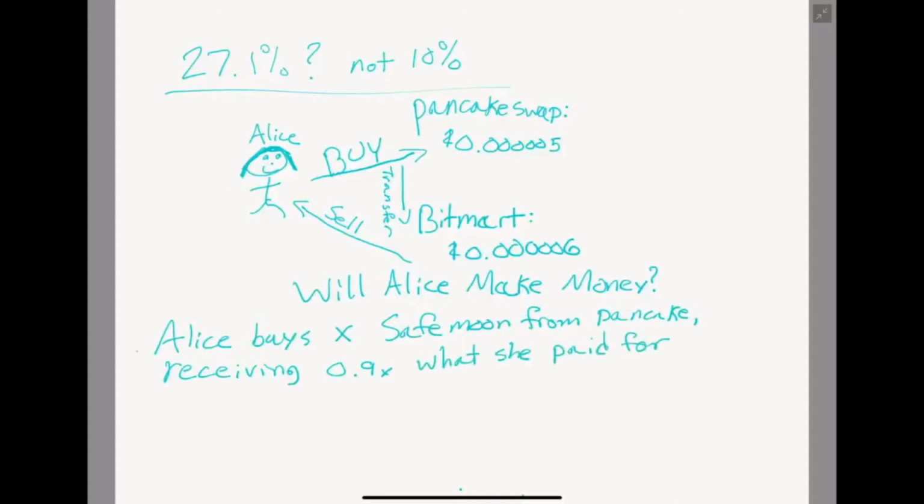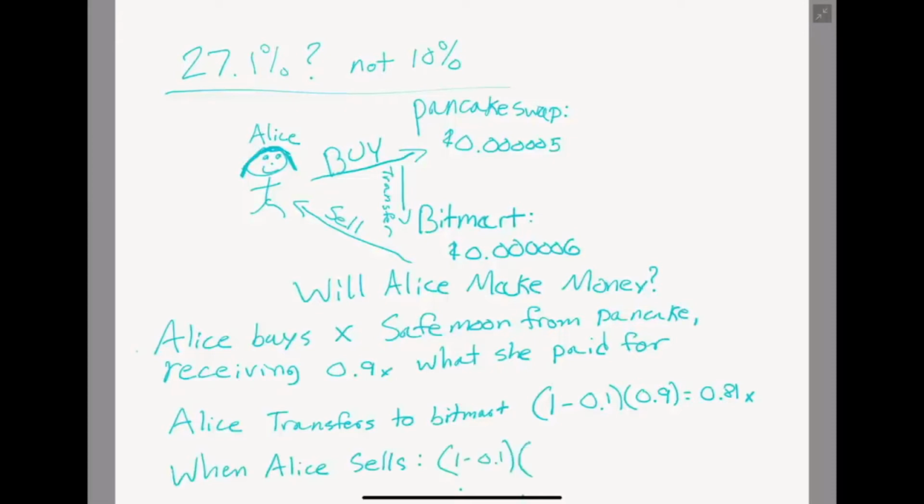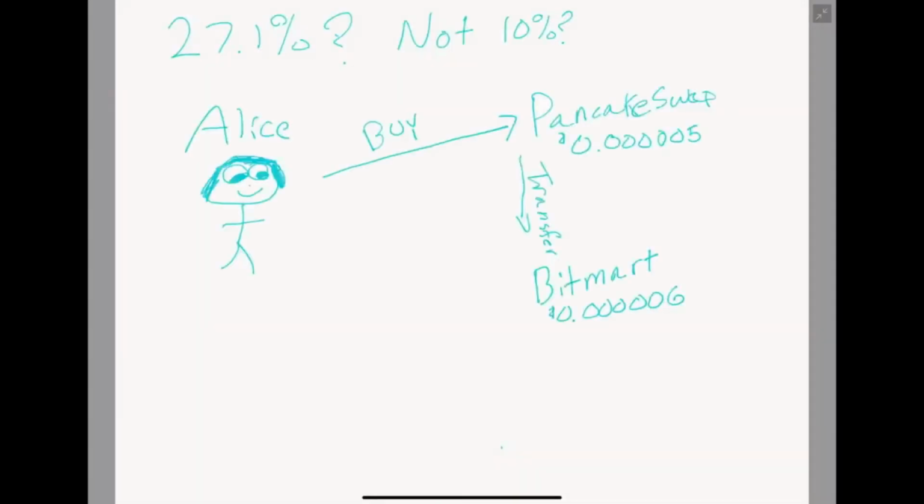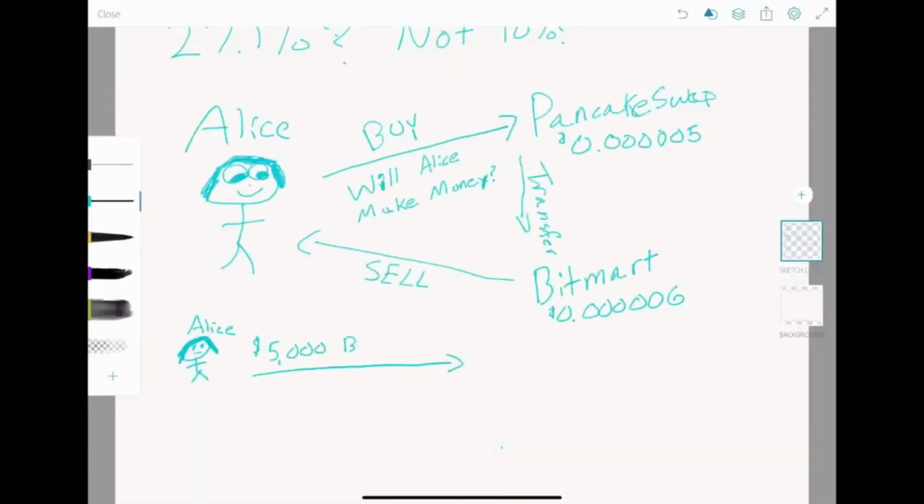Upon purchase, Alice loses 10% of her tokens, resulting in 0.9x of the tokens she would have started with without a tax. When Alice transfers these to Bitmark, she loses another 10%, or is left with 0.81x her initial investment. When she finally sells, she pays one more 10% tax, reducing her investment down to 72.9%. If you follow along with my math, you will notice that Alice will net a loss with these prices, regardless of how much money she puts in.